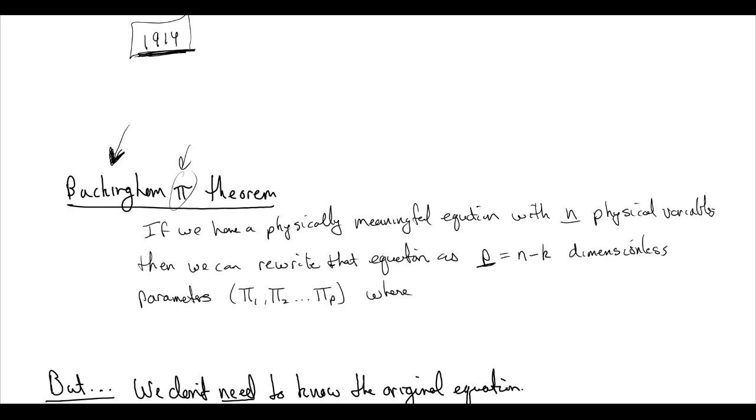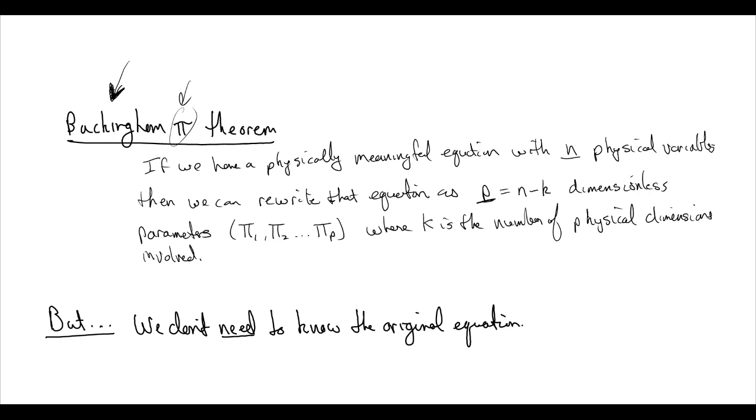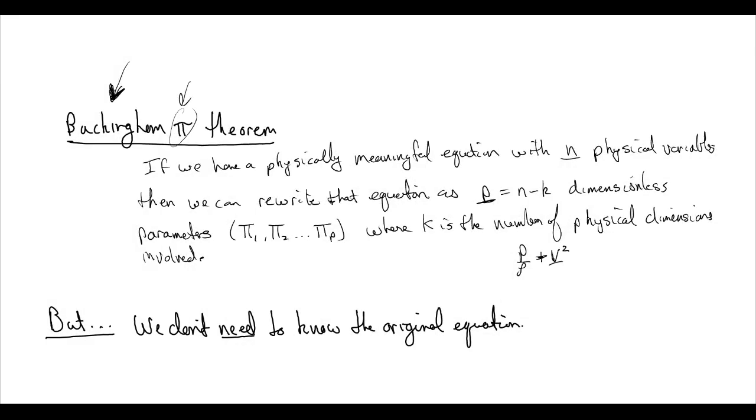Physical dimensions involved. All right, so let's go through and use Bernoulli's as an example of how all of this works. So Bernoulli's, let's write it out if we remember. Bernoulli says pressure divided by rho plus v squared over 2 plus gz is equal to a constant, right?